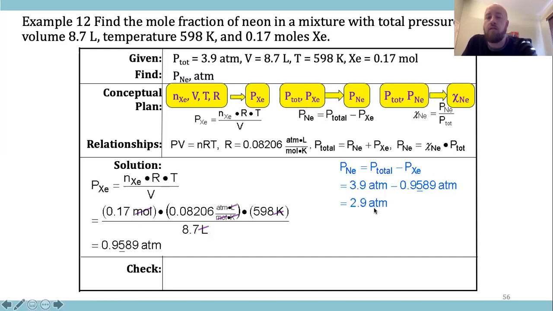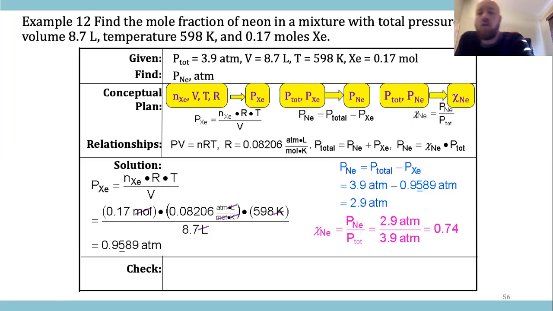Okay, last is a rearrangement of the other equation, where we have the total and the mole fraction. Here, the partial pressure of neon over the total pressure is the mole fraction of the neon.